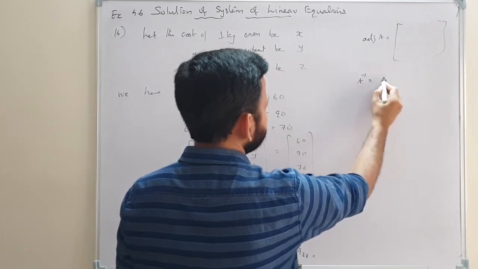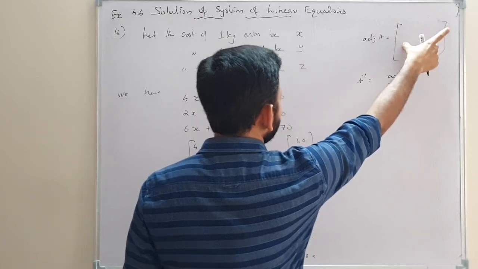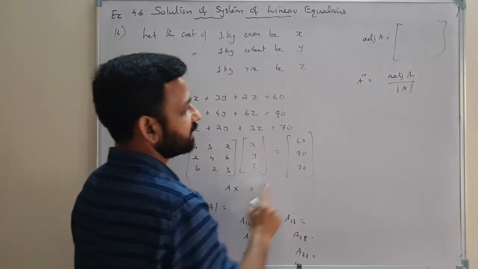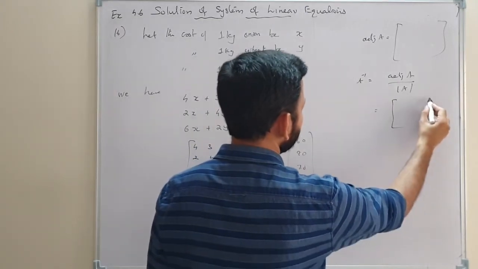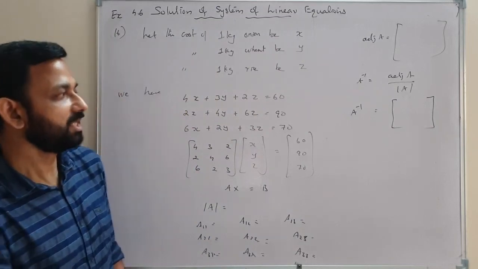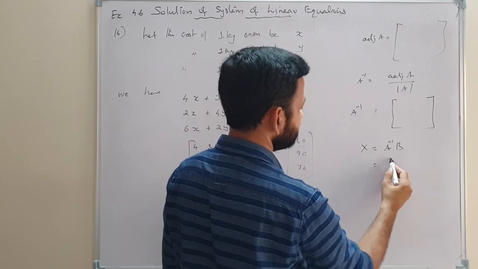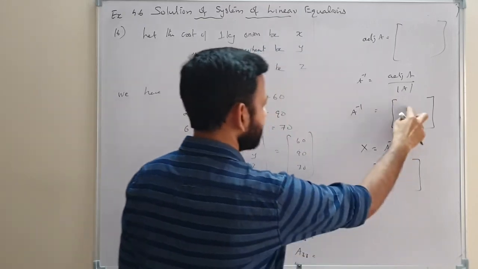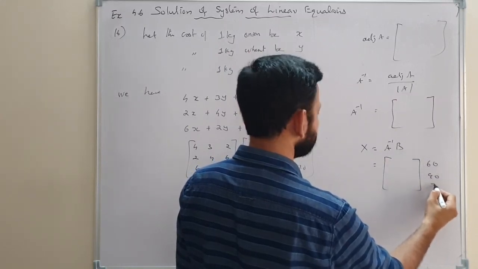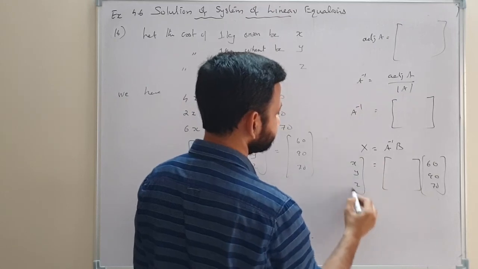Then we will find A inverse, that is adjoint A divided by determinant A. So this matrix divided by the determinant value, we will get A inverse. A inverse will be a 3 by 3 matrix. Then after getting A inverse, we will write the equation x is equal to A inverse into B. That B will be the column matrix 60, 90, 70, and x will be x, y, z.